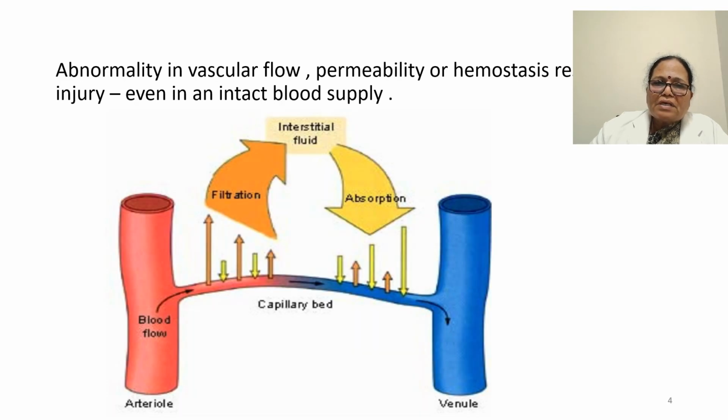So what is the abnormality in the vascular flow, permeability or hemostasis with injury, even in intact blood supply? This is the blood flow. This is the arteriole, and blood is flowing. And this is a venule. Blood has to flow through the capillary bed into the venule. In this process, at the arteriolar end, there is filtration into the interstitial fluid and absorption of nutrients in the capillary bed. It goes to the venule finally. So, wherever there is an abnormality, it is because of various factors.